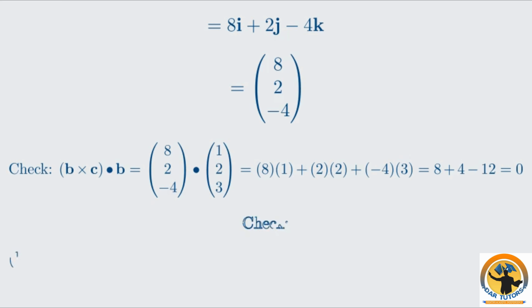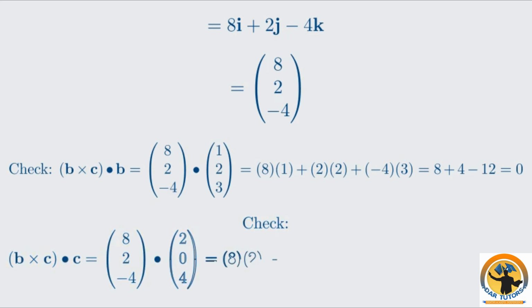Let's also check with C. Their dot product is 8 times 2 plus 2 times 0 plus minus 4 times 4, which is 16, plus 0 minus 16, also 0. This confirms our calculation is correct.